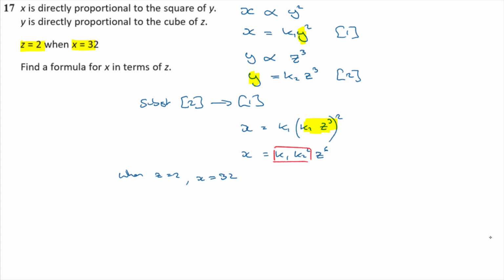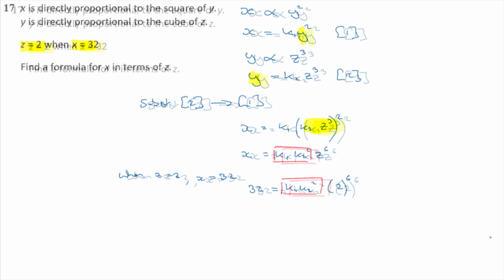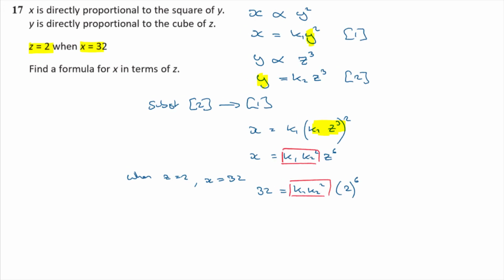So I've got x is equal to 32, and that's equal to my k1, k2 squared, which is kind of a behemoth of a constant, times 2 to the power of 6. So what's 2 to the power of 6? Now 2 to the power of 6 is 2 times 2 times 2 times 2 times 2 times 2, which is 2, 4, 8, 16, 32, 64, isn't it?